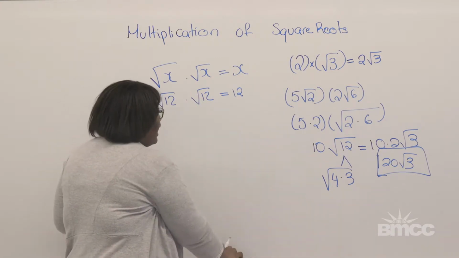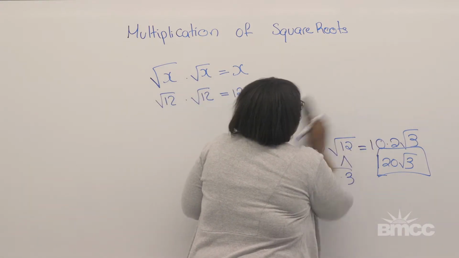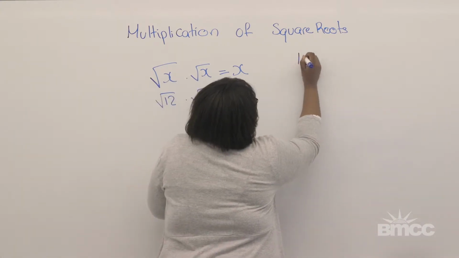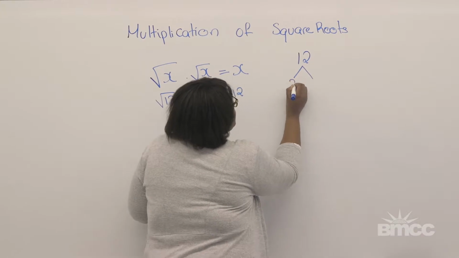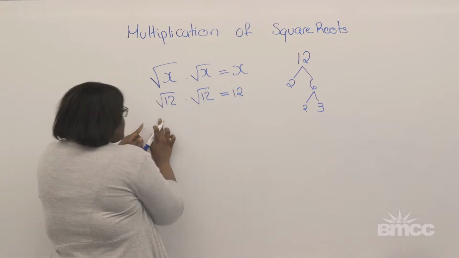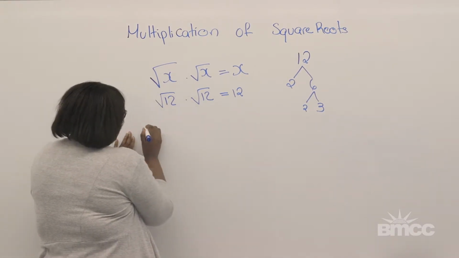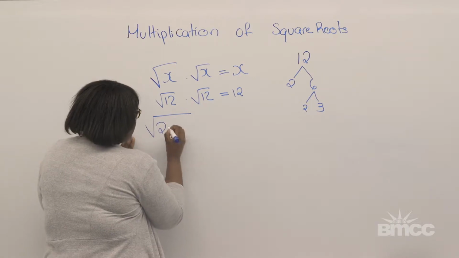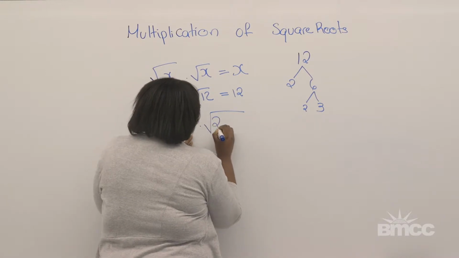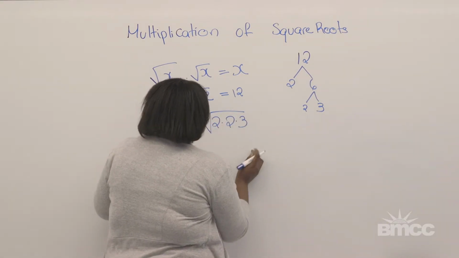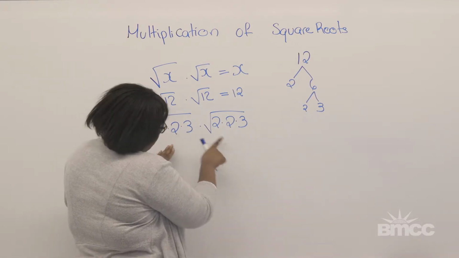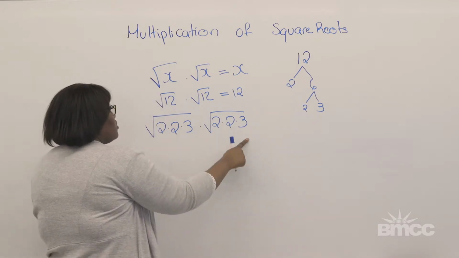So we're going to do this by prime numbers. Again, you want to list out the prime factors of 12. So you can have 2 times 6, and you can have 2 times 3. So let's list out the prime factors of 12. We're going to have the square root of 2 times 2 times 3 times the square root of 2 times 2 times 3. Again, as you can see, we have 2 2s here. And well, actually we have 4 2s and we have 2 3s.